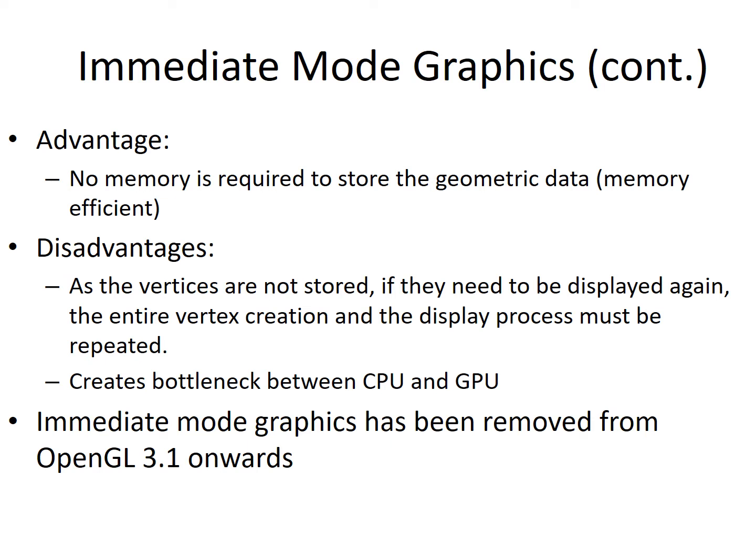Immediate mode graphics has its advantages. There is no memory required to store the geometric data at the GPU. However, there are many more disadvantages. As the vertices are not stored, if they need to be displayed again, the entire vertex creation and display process must be repeated. This creates a bottleneck between the CPU and GPU. Immediate mode graphics has been removed from OpenGL 3.1 onwards.